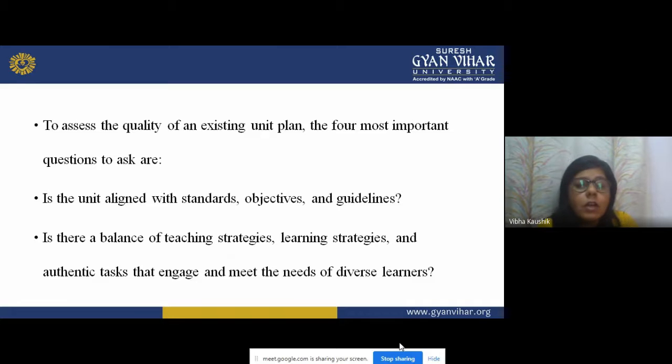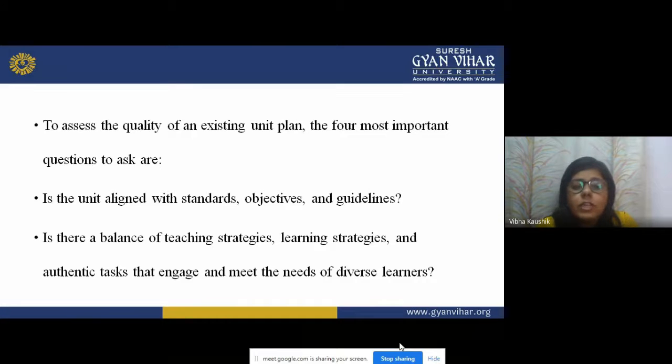And the questions are: is the unit aligned with standards, objectives, and guidelines? This means the unit plan or the curriculum that has been made is aligned with the standards, objectives, and guidelines of the curriculum which we have implemented for the learners.